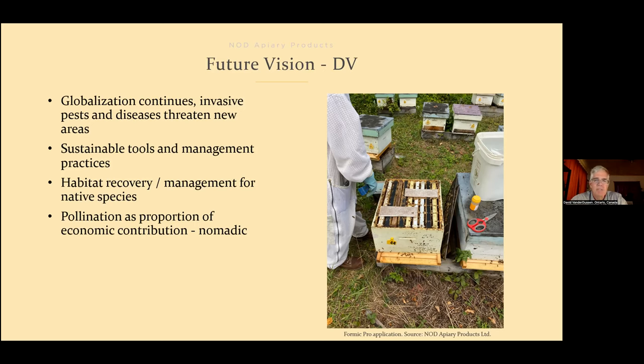Because the half-life of a lot of these pesticides is quite short. Once they've been exposed to sunlight or rain, they'll break down fairly quickly. So typically, if you could keep your colony population contained for a day or so, you would prevent a lot of the damage.